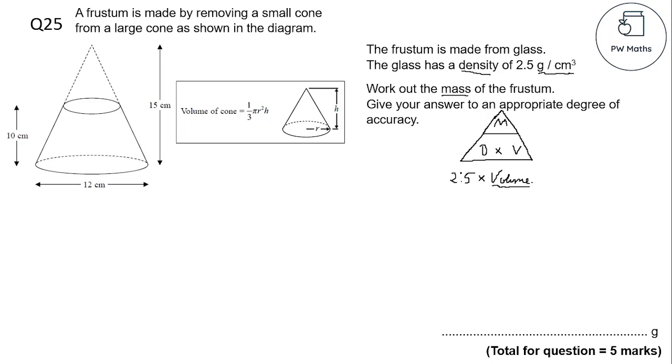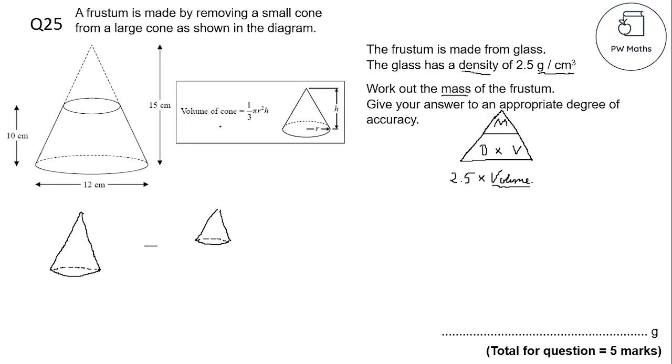However, I don't have the volume of this solid, and I also don't know how to work out the volume of a frustum. So I'm going to have to think, what shapes can I see? Well, I could see a nice large cone, and I can see a small one here that I don't actually want. So if I could work out the volumes of those two shapes and take away the small one from the large one, we'd be able to get the volume.